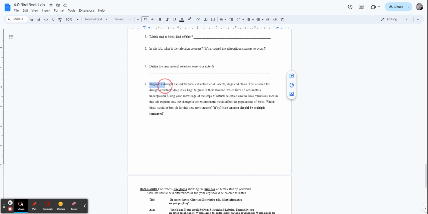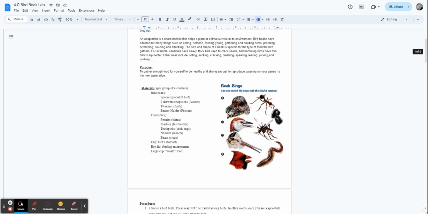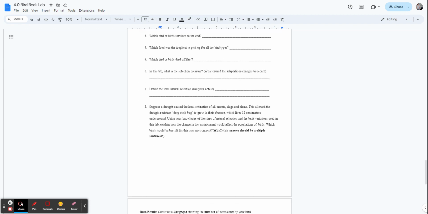And number 8, suppose a drought caused the local extinction of all insects, slugs, and clams. So looking at our procedure up here, insects are noodles, slugs are beans, and clams are pennies. This allowed the drought-resistant deep stick bug to grow in their absence, which lives 12 centimeters underground. Using your knowledge of steps of natural selection and the beak variations used in this lab, explain how the change of environment would affect the populations of birds. Which birds would best fit this new environment, and why?